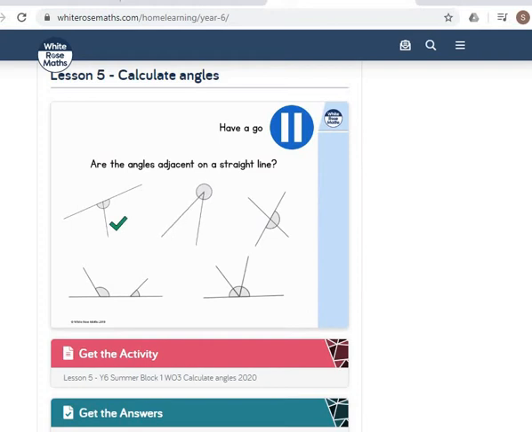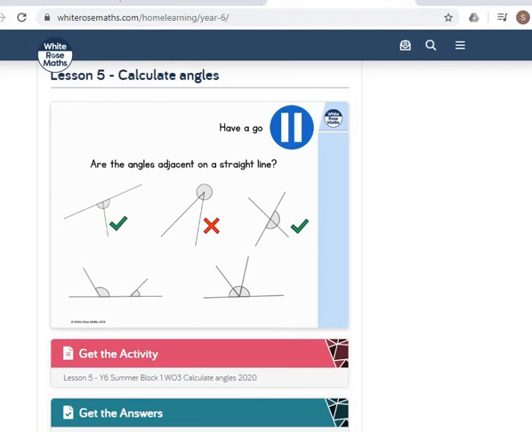Let's have a look at the next one. They share a common vertex and they share a common line, but they're not on a straight line. What about the third one? They share a common vertex, they share a common line, and they're on a straight line. Yes, that is also adjacent.